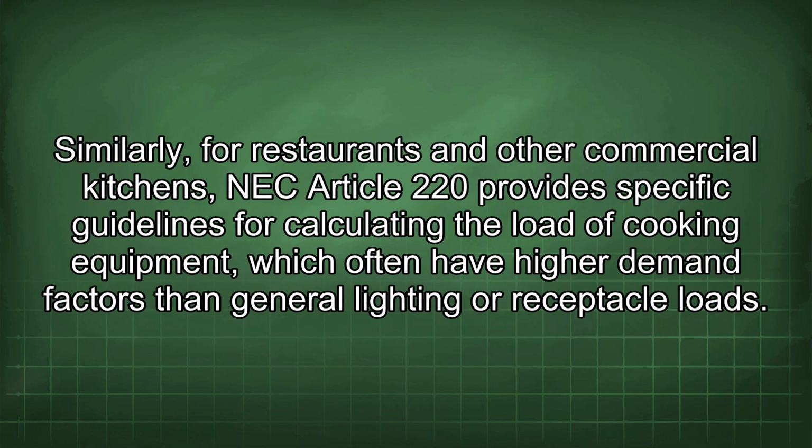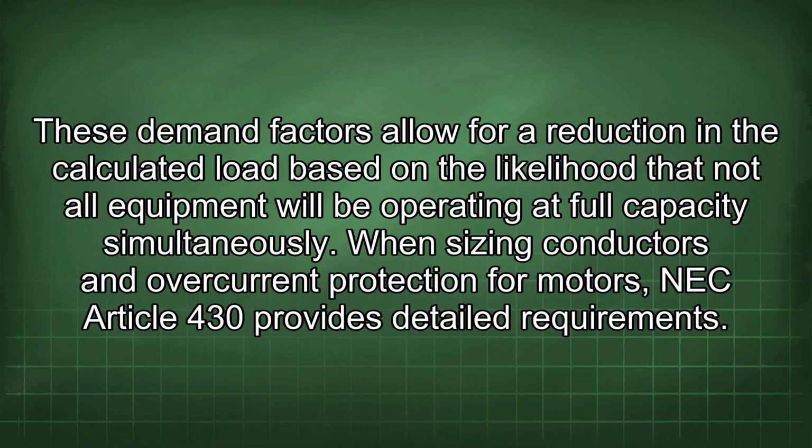Similarly, for restaurants and other commercial kitchens, NEC Article 220 provides specific guidelines for calculating the load of cooking equipment, which often have higher demand factors than general lighting or receptacle loads. These demand factors allow for a reduction in the calculated load based on the likelihood that not all equipment will be operating at full capacity simultaneously.